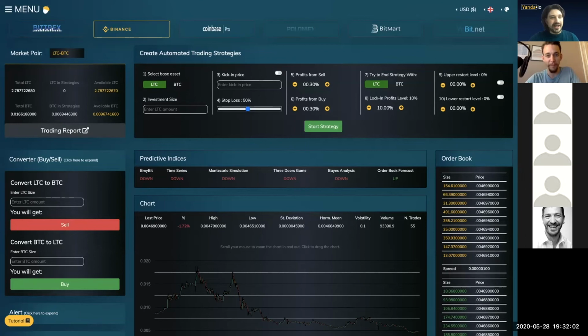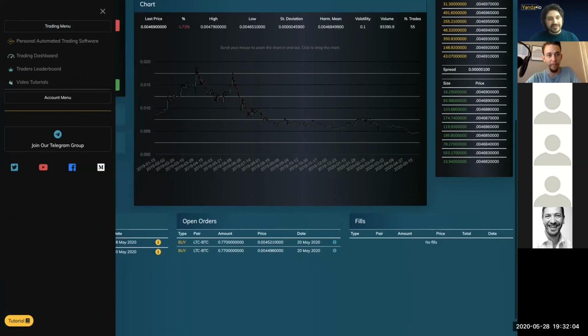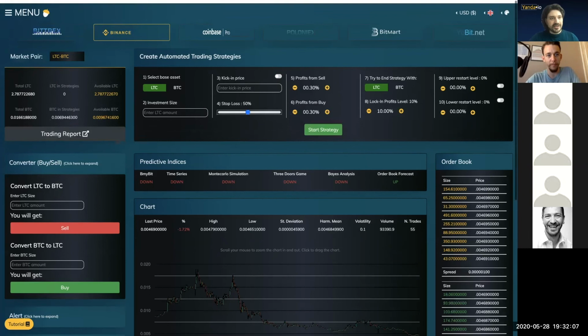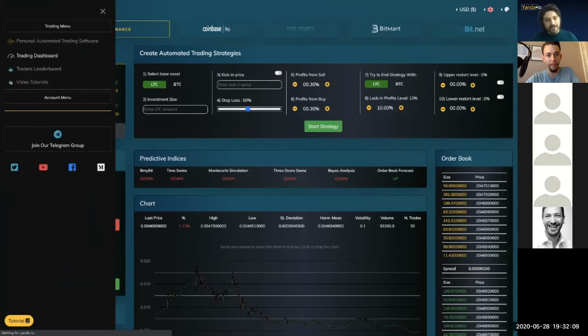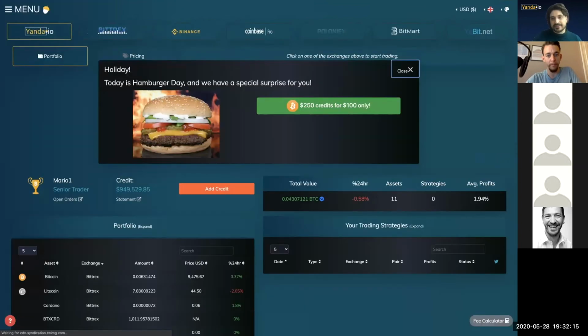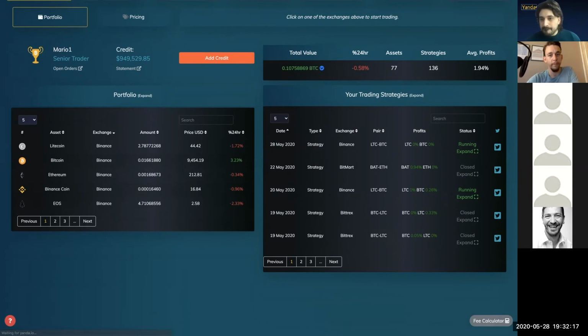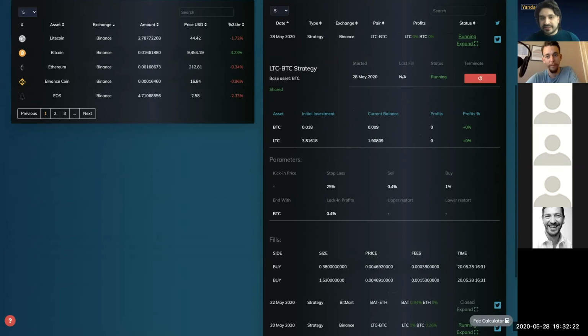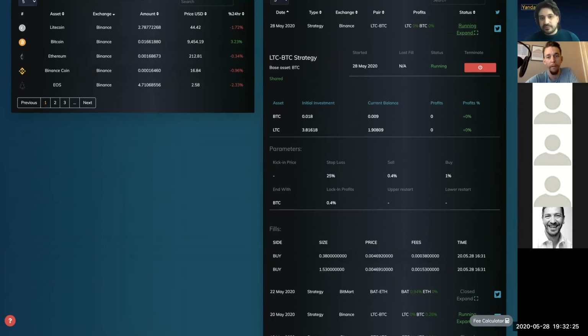Okay, cool. Now we have started a strategy that you can find easily at the bottom of the page of the paths, but I prefer to watch them on a more global scale. So I'll go back, menu, trading dashboard, and there's the promotion of the day. And here it is. This is my Litecoin Bitcoin strategy, just started at an initial investment of 0.18, which is equal to 3.81 Litecoin. So the current balance, as I mentioned to you before, is split in two sides: 0.0009 Bitcoin and 1.9 and some Litecoin more.